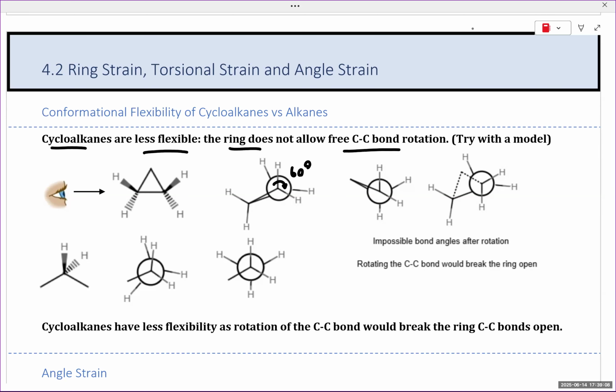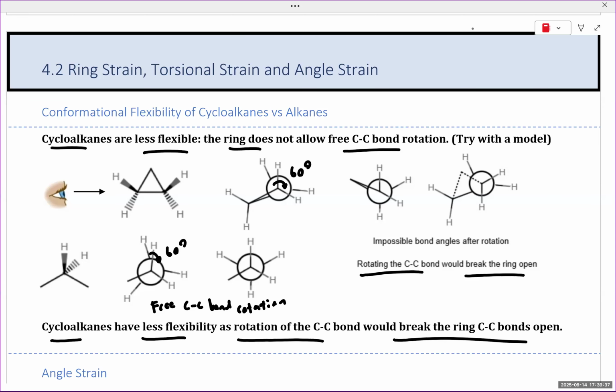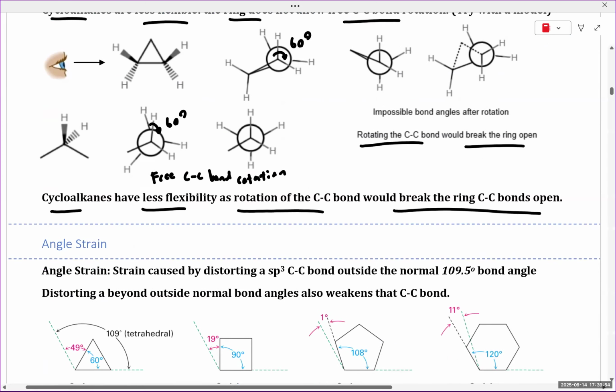So the carbon-carbon bond in cycloalkanes is more conformationally restricted, as rotating the carbon-carbon bond too heavily would end up breaking the ring open. Compared to a typical straight chain alkane, we can freely rotate the carbon-carbon bond. Cycloalkanes have generally less flexibility, as rotation of the carbon-carbon bond to a large degree would end up breaking the ring carbon-carbon bonds open. So because cycloalkanes are more conformationally rigid, at least in terms of carbon-carbon bond rotation, there are some additional considerations that we have to take into account when we talk about cycloalkanes.